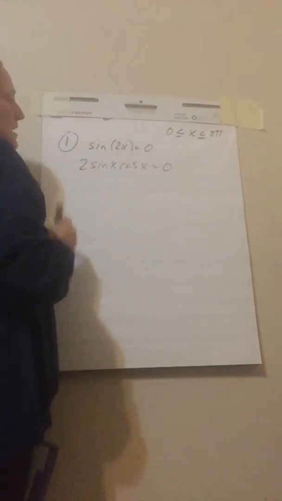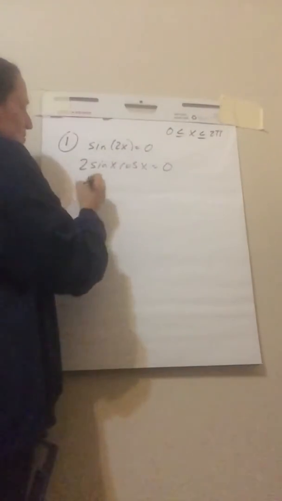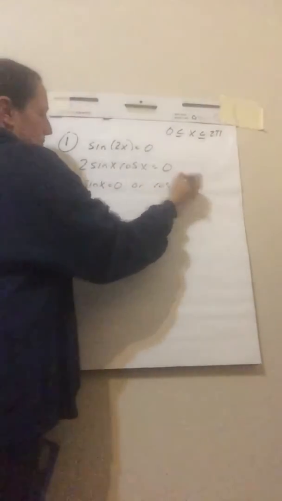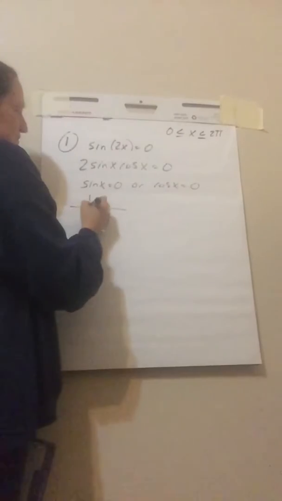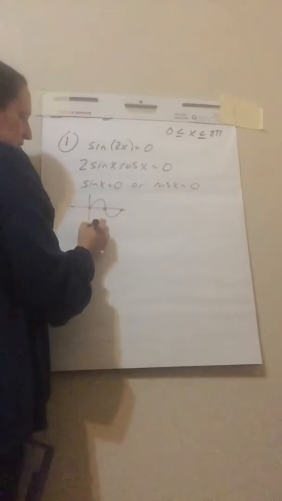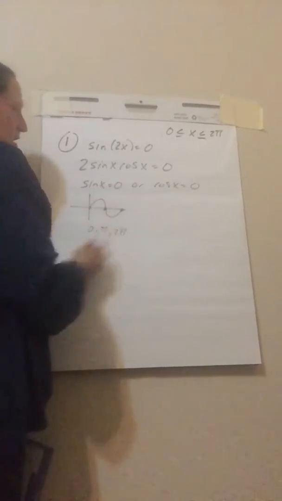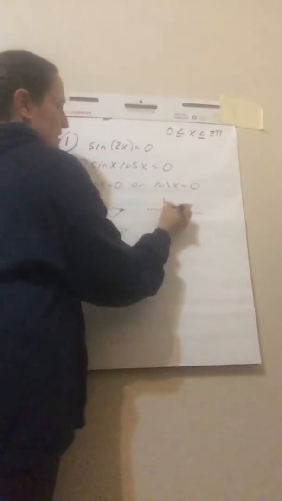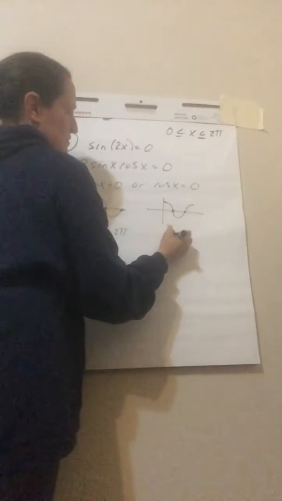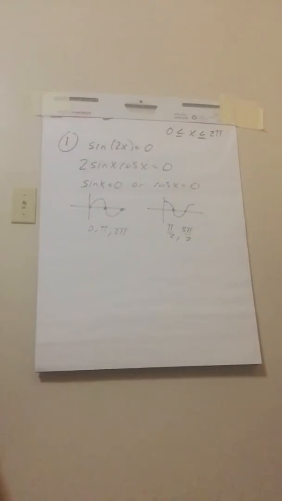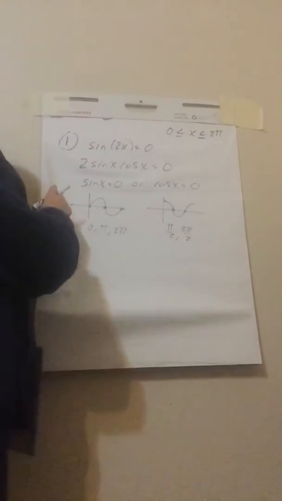Here then we have two choices. We have two things that could be 0. We either have sine x equals 0 or cosine x equals 0. Sine x equals 0, from 0 to 2 pi, we know that's just going to be 0, pi, 2 pi. Cosine is 0 at pi over 2 or 3 pi over 2. So that's one way to solve this sort of problem. We're going to save this.